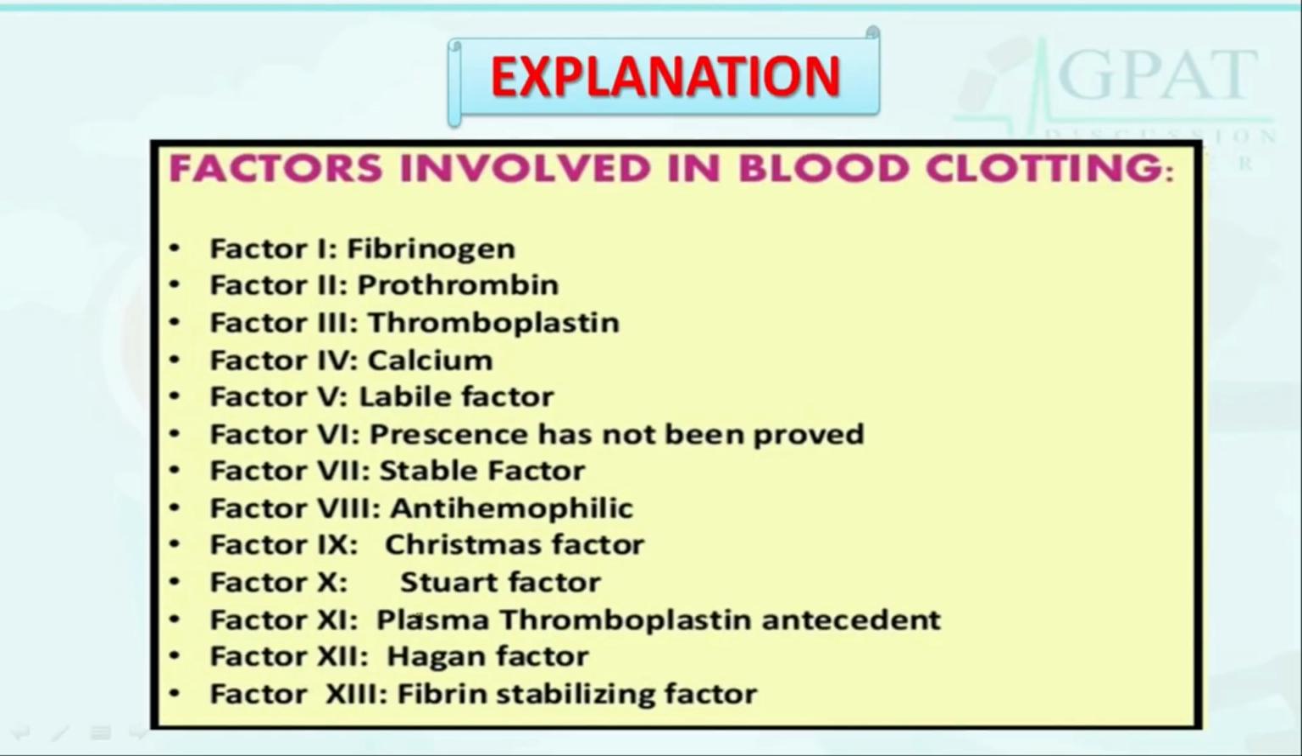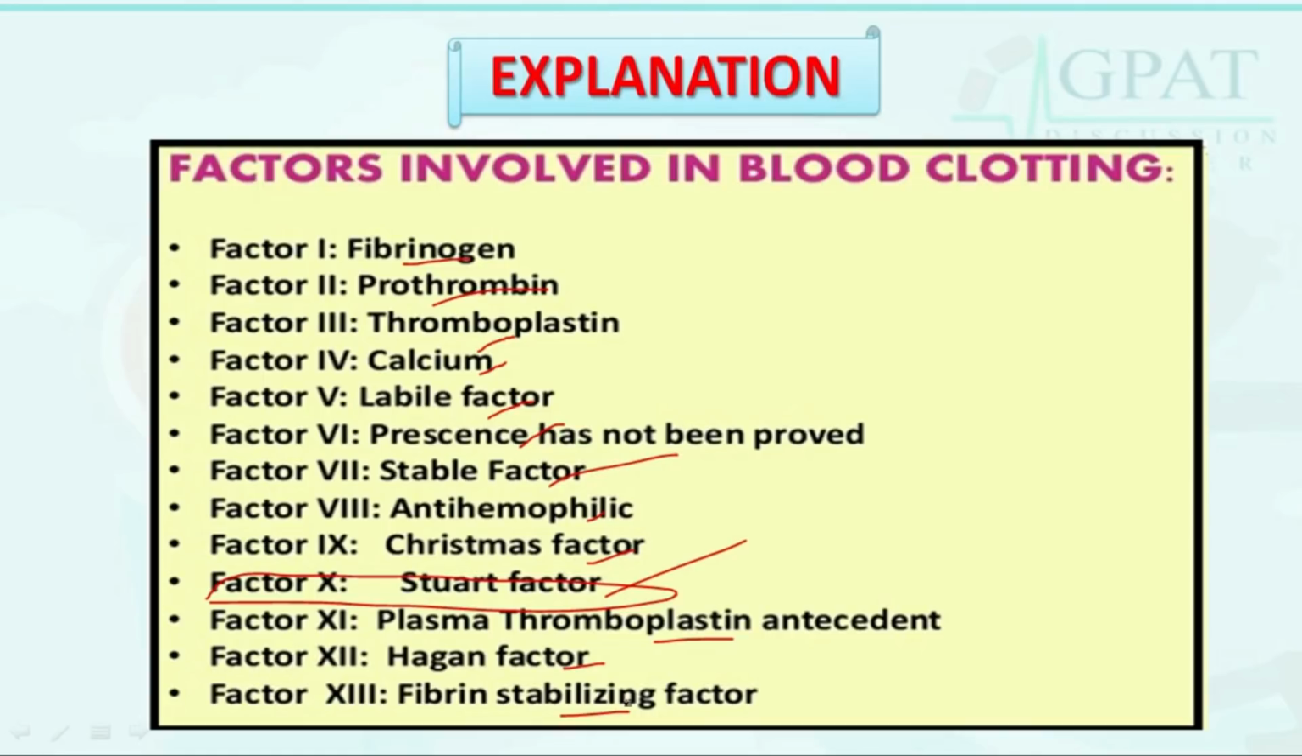Students, just try to note down that in 2018 the question asked from this, what is the name of the factor 10? So the answer is Stuart factor. So first factor is fibrinogen, second is prothrombin, third is thromboplastin, fourth is calcium, fifth is labile factor, sixth is presence has not been proved, and the seventh is stable factor, eighth is antihemophilic, ninth is Christmas factor, 10th is Stuart factor, and 11th is plasma thromboplastin, and 12th is Hageman factor, and 13th is fibrin stabilizing factor. So these are the factors involved in blood clotting. Students, just see the beauty that in blood clotting there are 13 clotting factors involved.